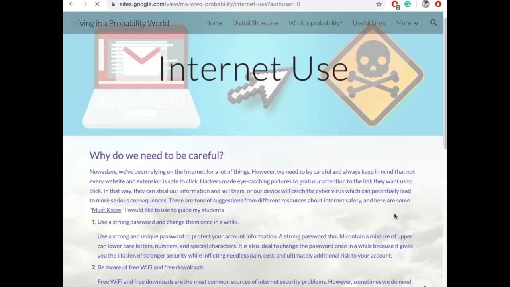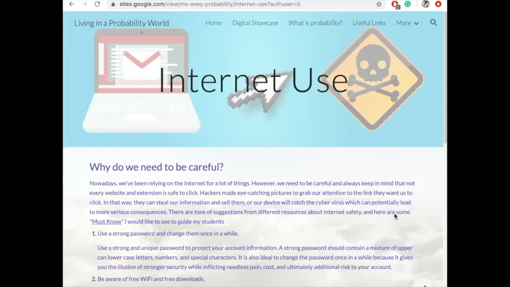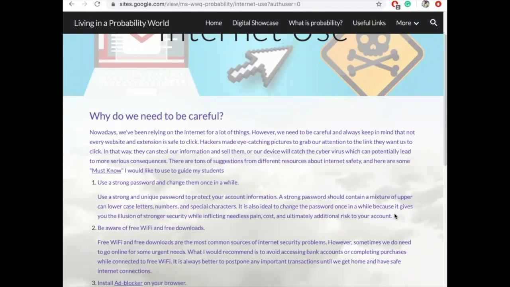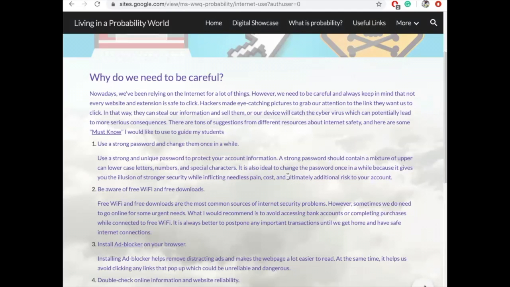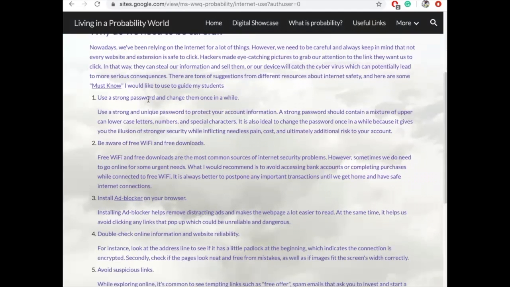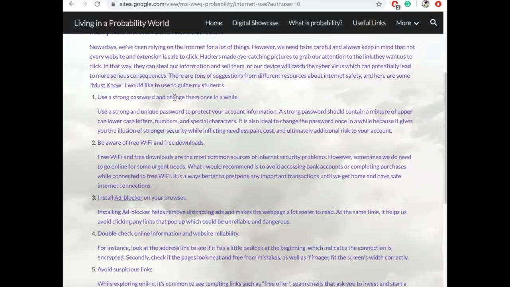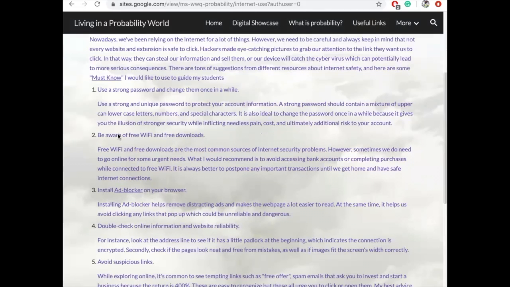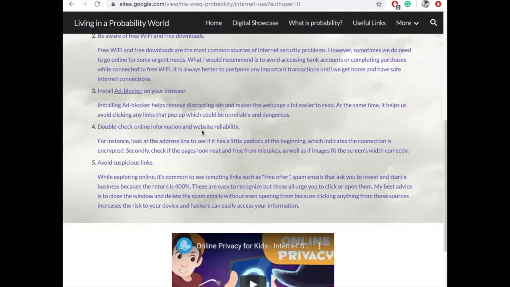Another thing that I wanted to mention is internet use. You need to pay attention to different resources and internet safety. I have summarized 5 key suggestions. First is use a strong password and change it once in a while. Second, beware of free Wi-Fi and free downloads. Third, install an ad blocker on your browser. Fourth, double check online information and website reliability. Last but not least, avoid suspicious links.